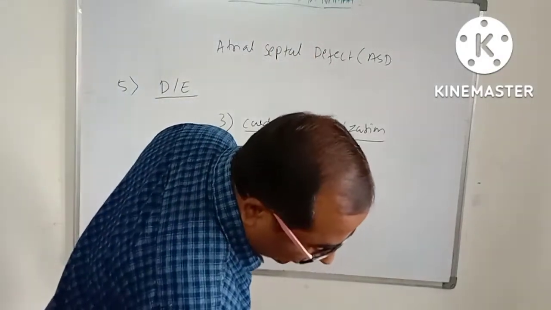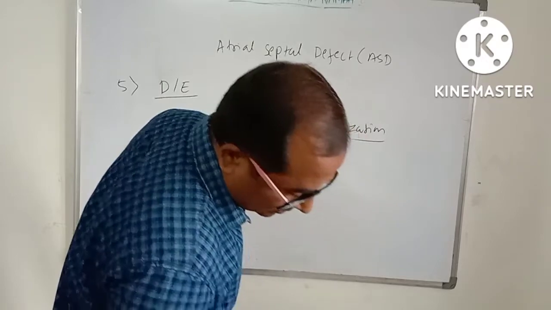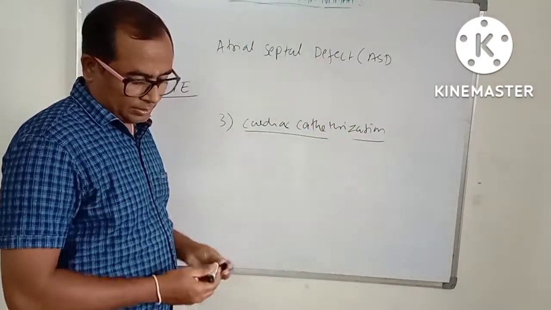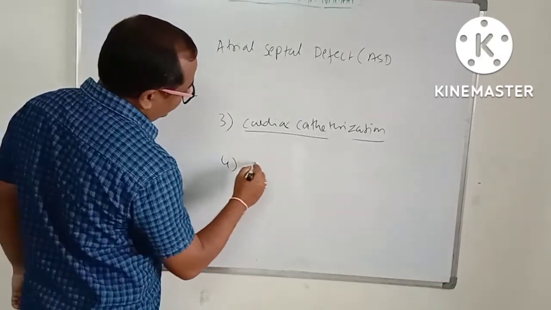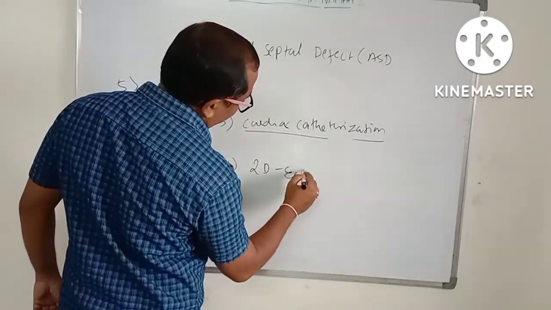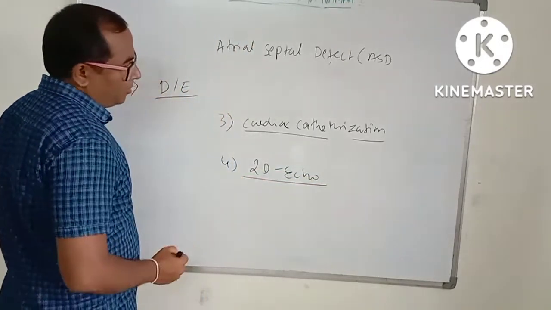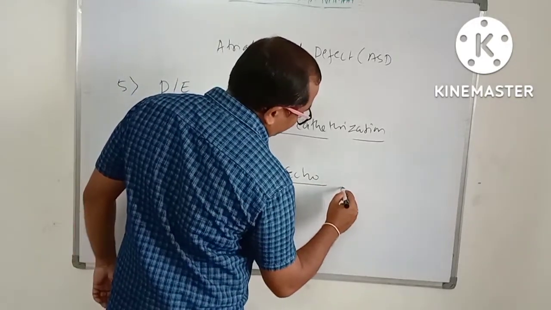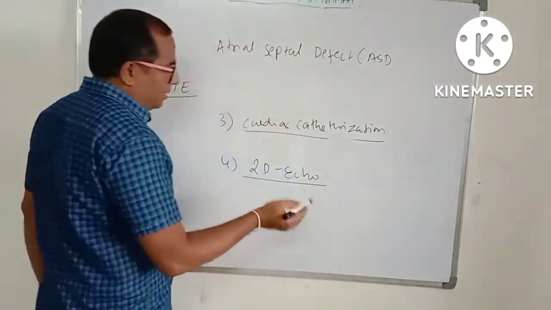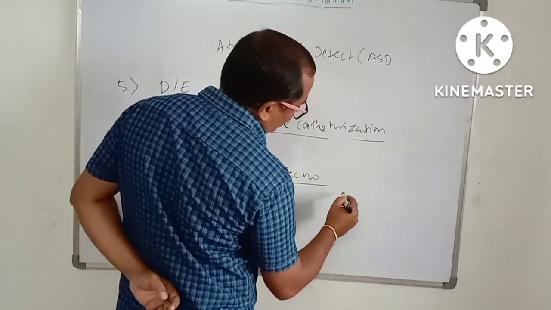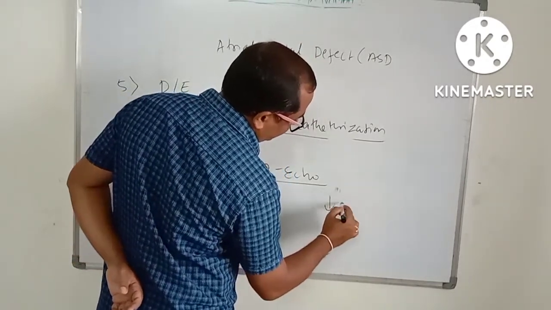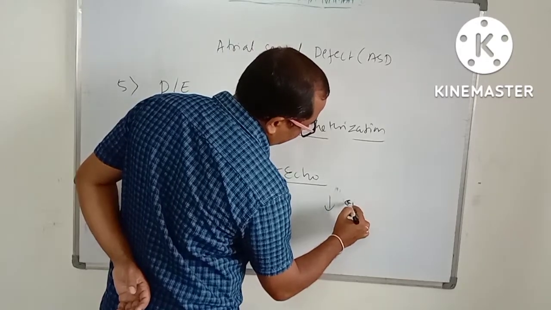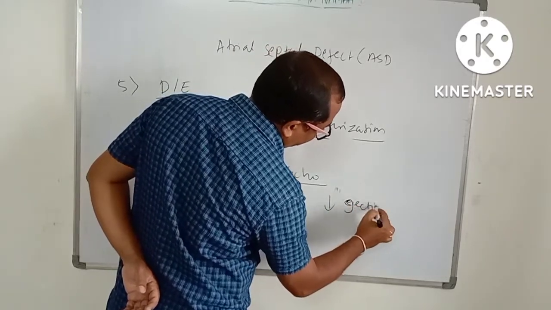So apart from this, what else will be there? 2D echo can be done. When you do a 2D echo, because of shunting of blood from left to right, there will be decreased ejection fraction.